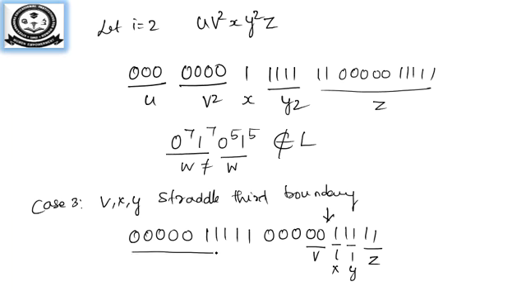So from this part to this part it will be u. From this we are very clear that condition 2 and condition 3 are satisfied. Condition 2 is that vxy should be less than or equal to the pumping length, which is true, and vy is greater than 0. So you have to check condition 1 only.